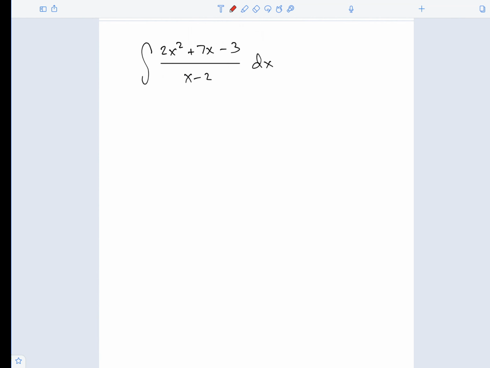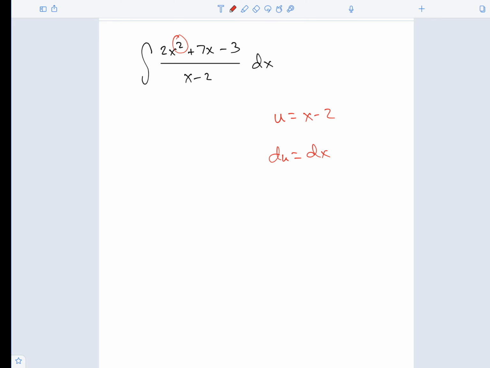So maybe I want to say u equals x minus 2, but the problem is when I take the derivative of this, I get du equals dx. So that's not going to take me to where I need to be. The issue being that we have an x squared here.